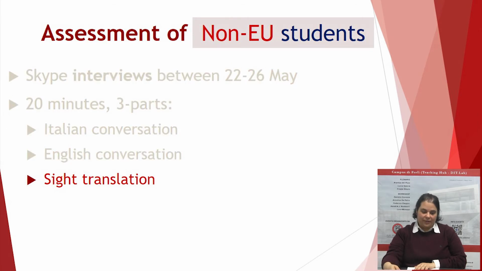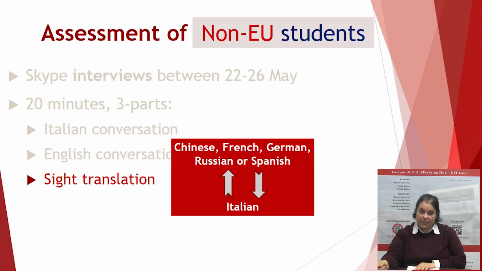For the sight translation test, you will have previously indicated in Studenti Online what direction the translation is going to be, namely, whether you will be translating out of your study language and into Italian, or the other way around, out of Italian and into your study language. The list of available study languages is shown on this slide. We will send the text to be translated via Skype. You will have time to read it, of course, and then you will begin your translation. The text will be between 150 and 250 words and will not be technical.